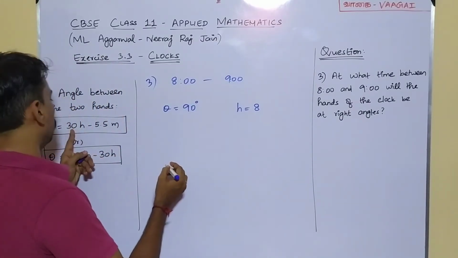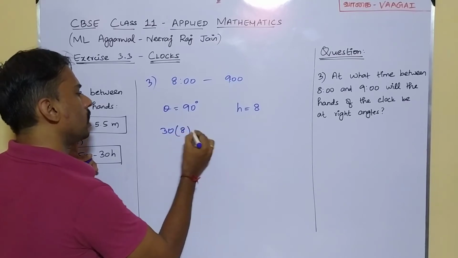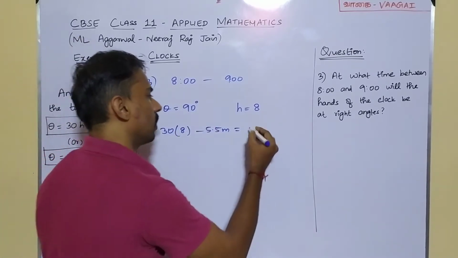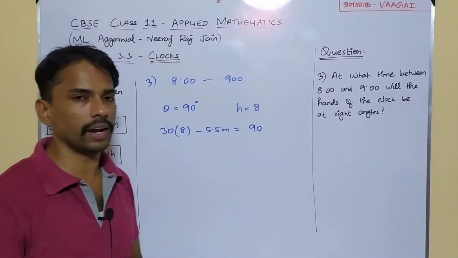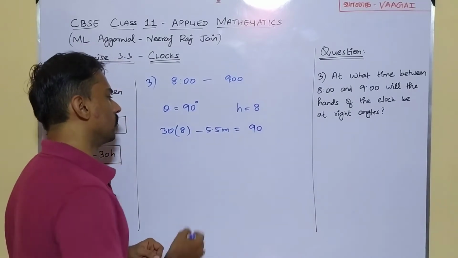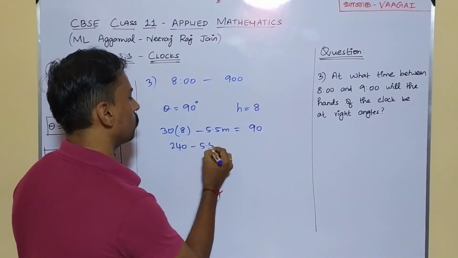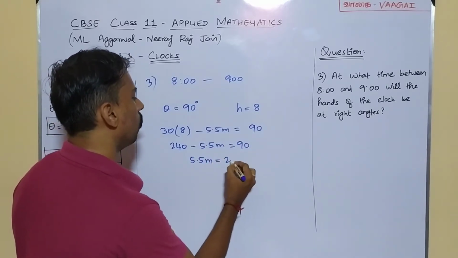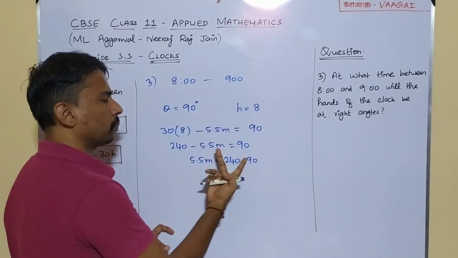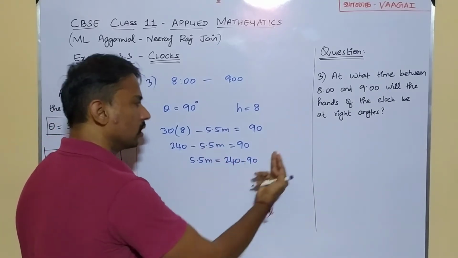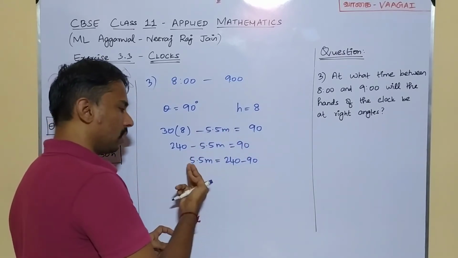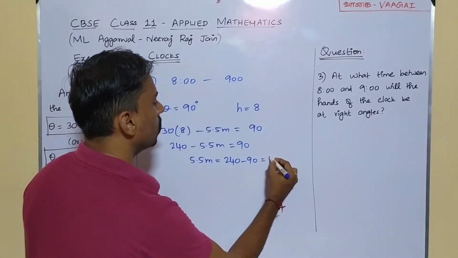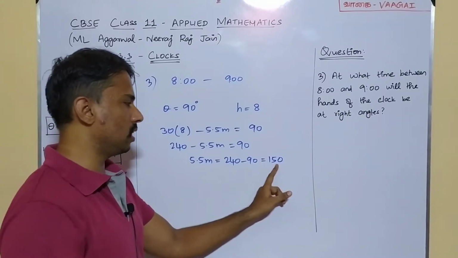If you substitute here, we will be getting 30h, so 30 into 8 minus 5.5m. This will be equal to 90 on the right hand side, because theta value we took to be 90. So we'll have 240 minus 5.5m is equal to 90. Now to get the value of 5.5m, it will be 240 minus 90. Why? Because you just bring this 5.5m to the other side and bring this 90 to this side. You will be getting 5.5m is equal to 240 minus 90, which is 150, right? So 240 minus 90 will be 150.